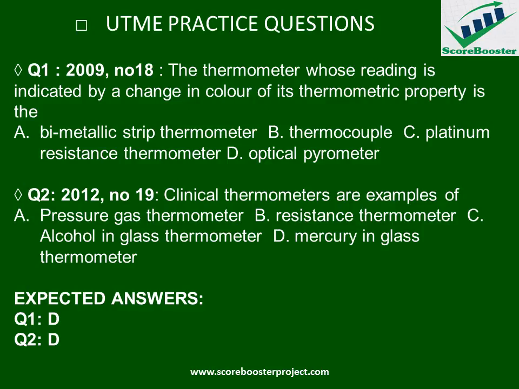Then the second question for your own practice comes from 2012, number 19. The question goes thus: clinical thermometers are examples of dash. A, pressure gas thermometer, B, resistance thermometer, C, alcohol in glass thermometer, D, mercury in glass thermometer. So the expected answer for question 1 and 2 here is option D. Question 1 is option D, question 2 is also option D.